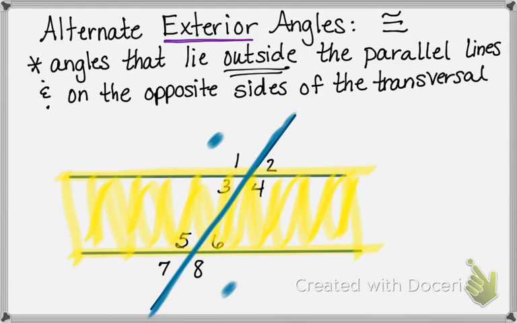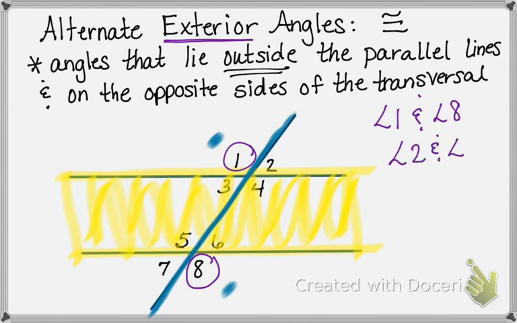So let's look at 1 and 8. Angle 1 and angle 8 are alternate exterior angles. That means they have the same value. So if I look at 8 and I look at 1, and if I knew 1 was 100, that means 8 has to be also 100 degrees. Then 2 and 7 are also alternate exterior angles.